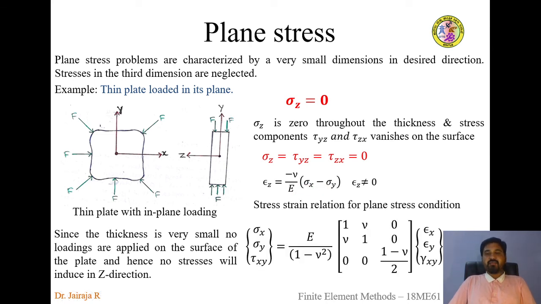The stress strain relation for plane stress condition can be represented as: sigma x, sigma y, tau xy is equal to E divided by 1 minus mu square, times the matrix 1, mu, 0; mu, 1, 0; 0, 0, (1 minus mu) divided by 2, times epsilon x, epsilon y, gamma xy. Mu is the Poisson's ratio.